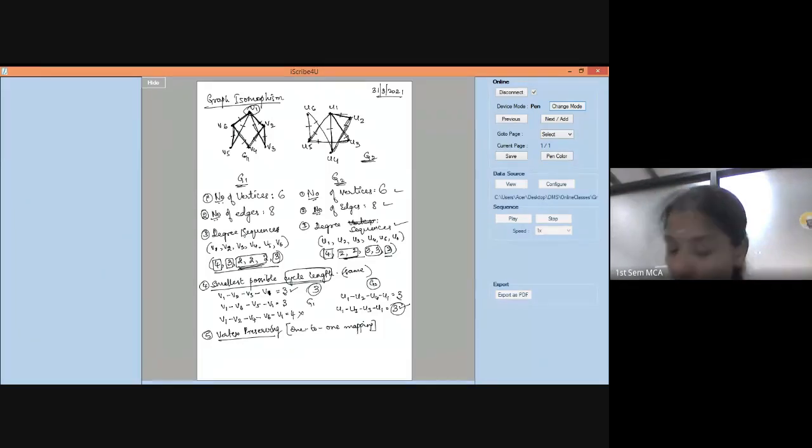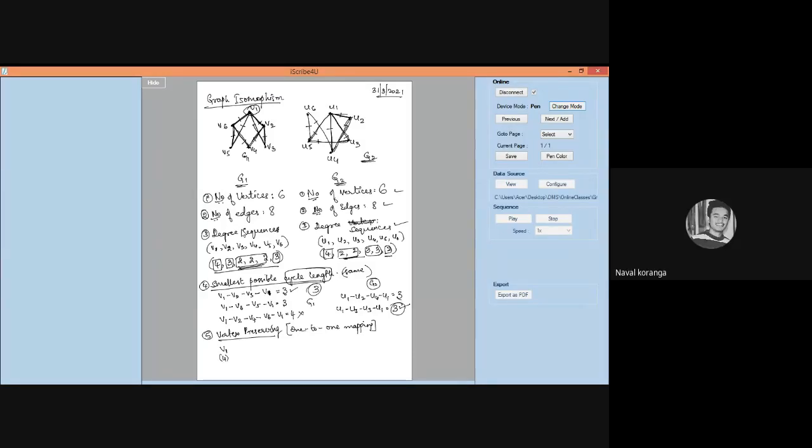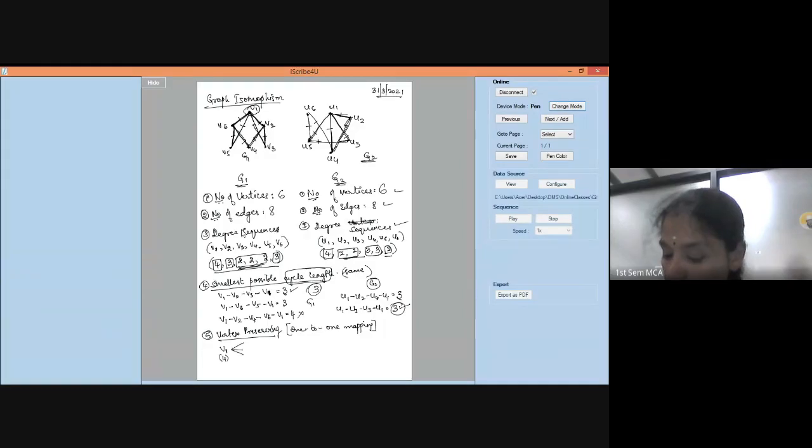All right, so that is what we have to check now. Let me start with V1. What is the degree of V1? The degree of V1 is 4. Now, what are the adjacent vertices of V1? If you look, we have V2, V3, V5 and V6. These are the adjacent vertices for V1. What is the degree of V2? It is 3. Here it is 2. V5 is also 2. V6 is 3.